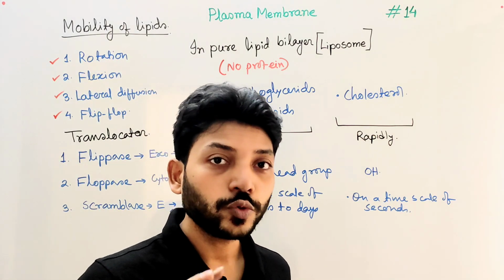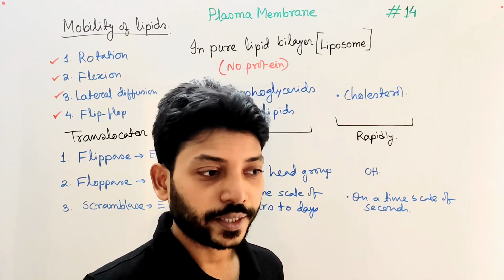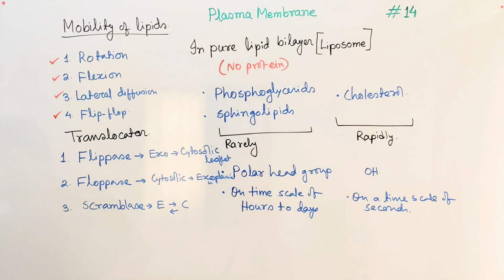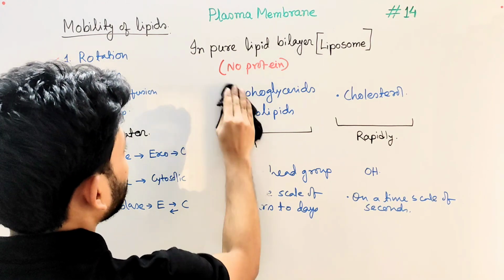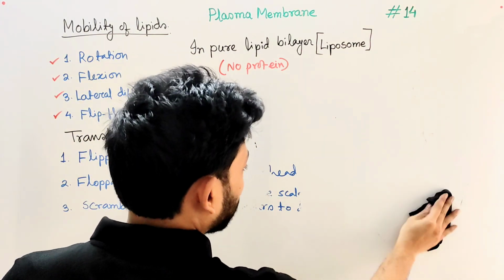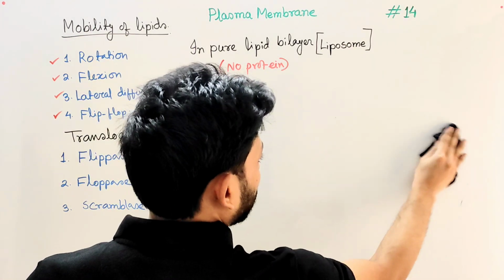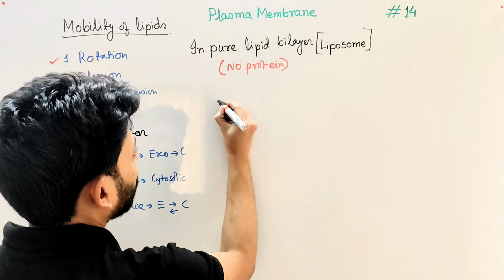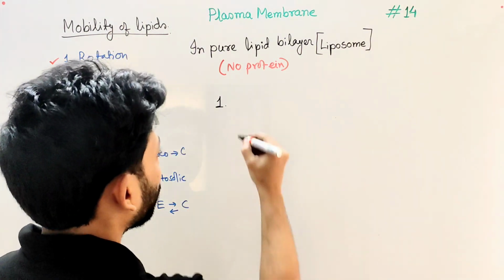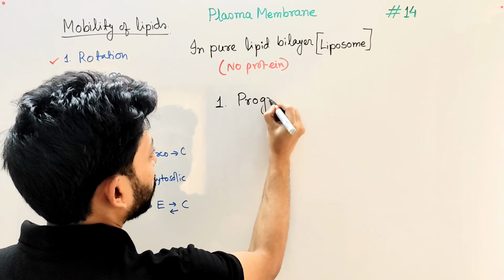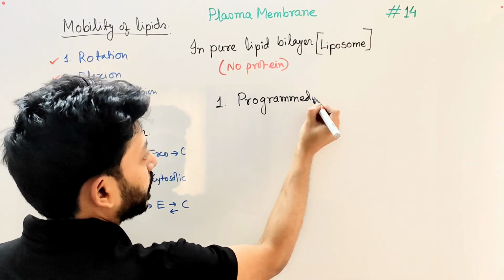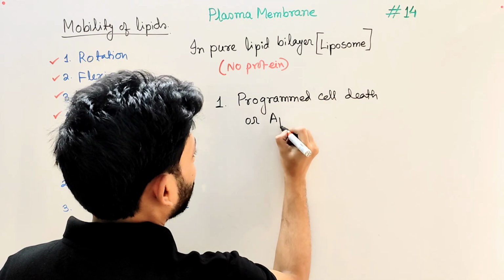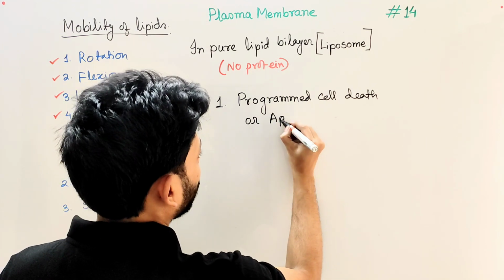Now I will show two different events in the cell that are actually performed by flip-flop movement of lipid molecules. The first event I will explain is called programmed cell death, or apoptosis.